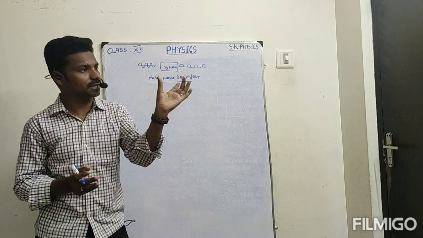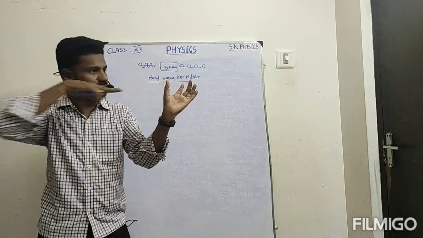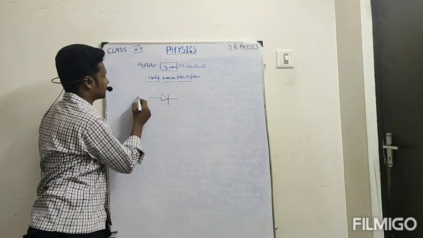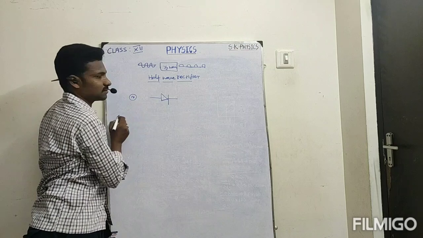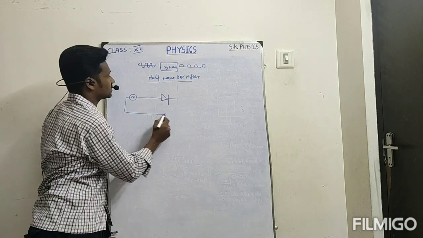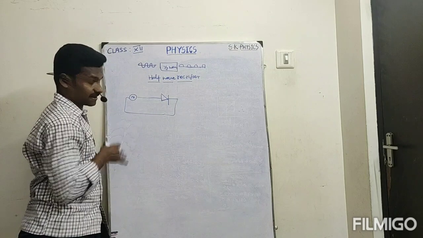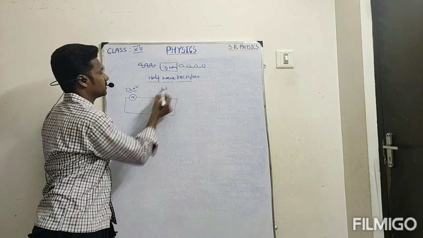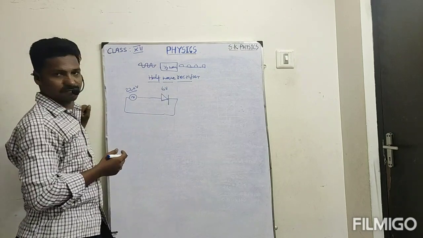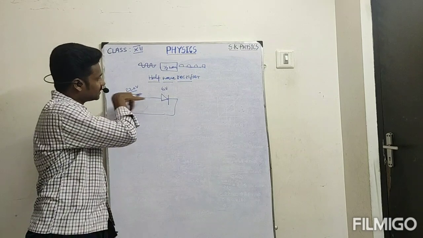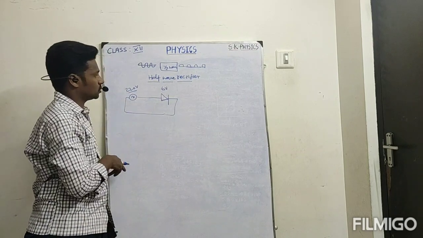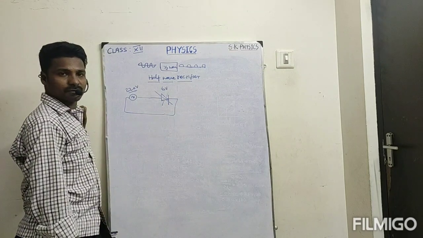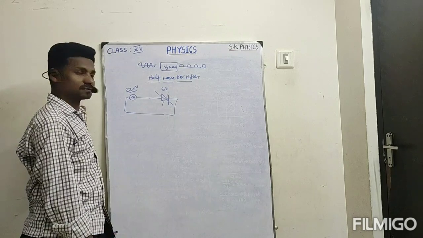Suppose here the diode is there. When you pass the AC current or AC voltage, this is a diode. Suppose this is an AC source symbol. If I connect the AC source directly like this, you know that this is 220 volts, and the diode's capacity is maybe 6 volts only. So if we pass 220 volts directly to this diode, surely it will break. Surely it will burn out.